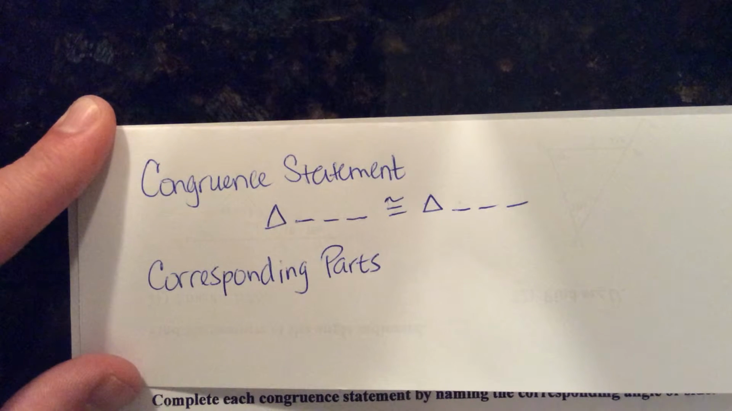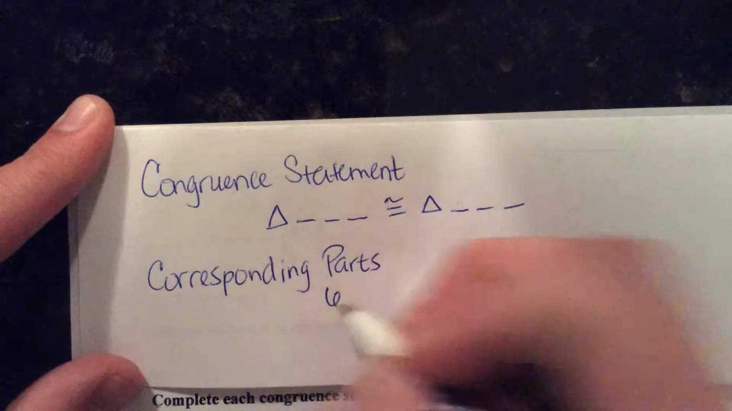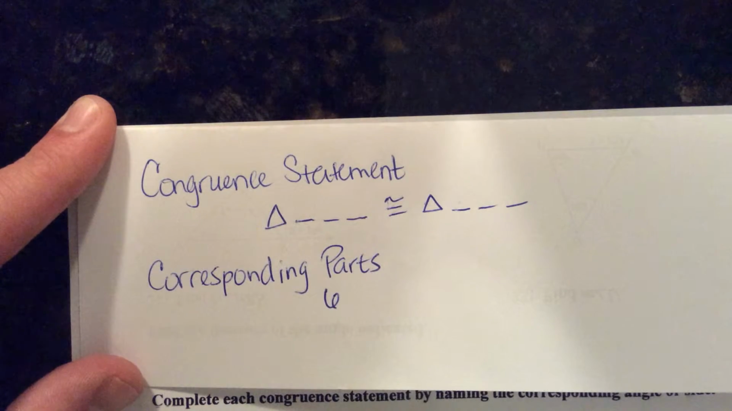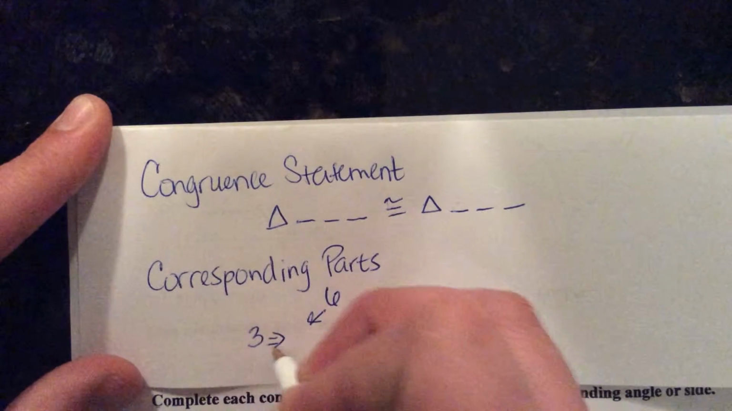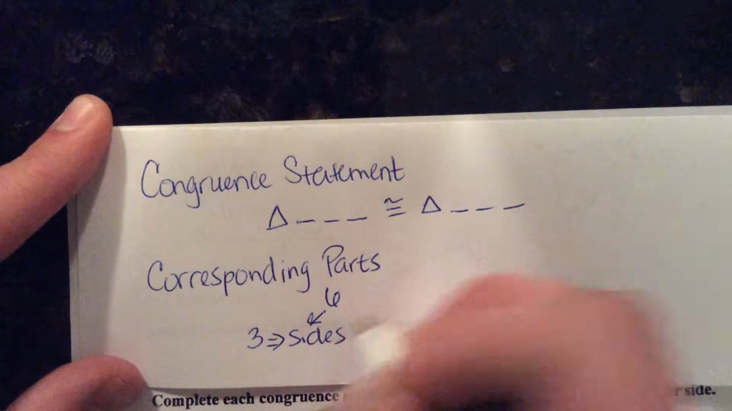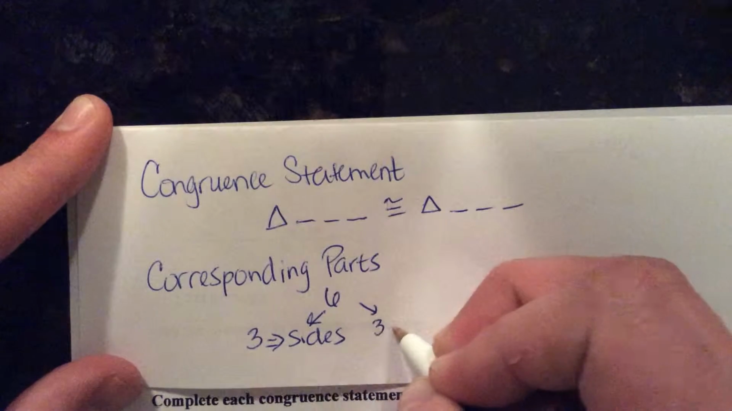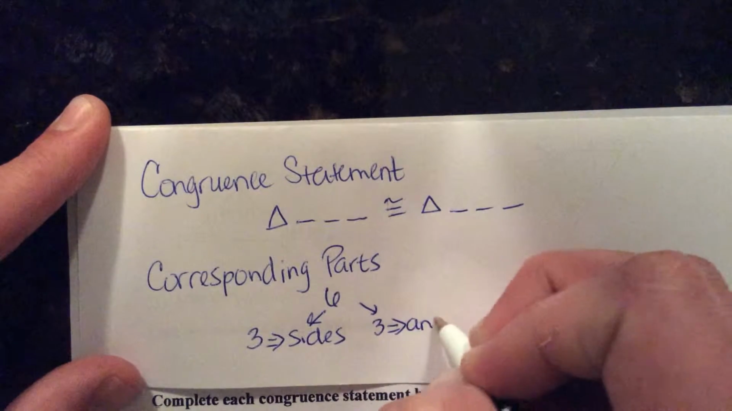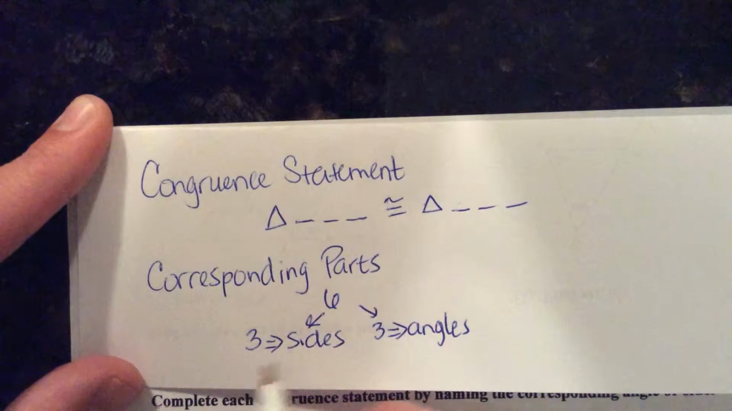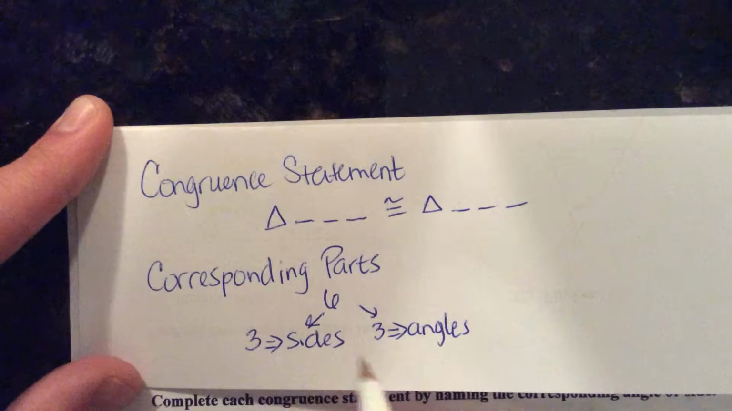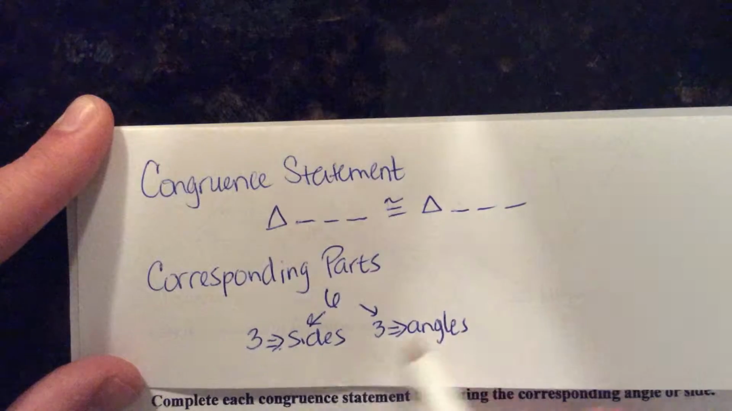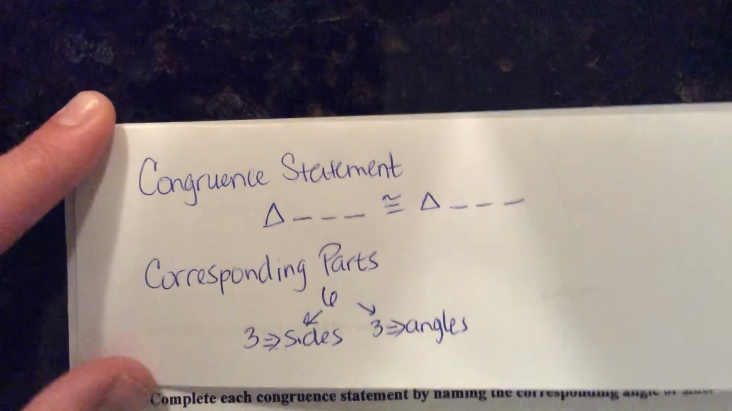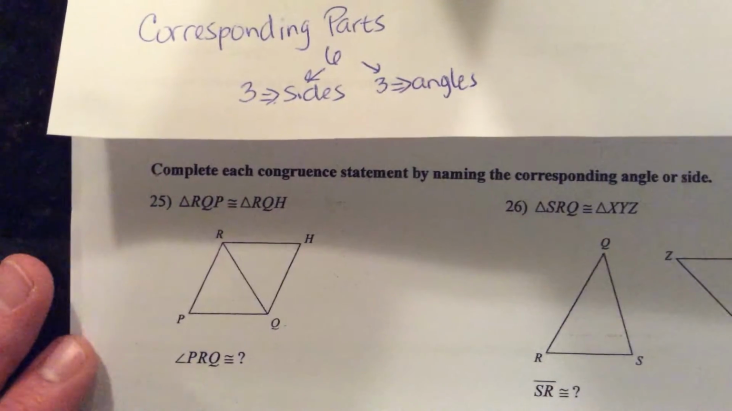Which leads us to our discussion about corresponding parts. There's a total of 6 corresponding parts when you have two congruent triangles. 3 of those parts are sides, and 3 of those parts are angles. Which means if you have two congruent triangles, you have 3 sides that are congruent to each other and 3 angles that are congruent to each other. So let's take a peek at some questions.